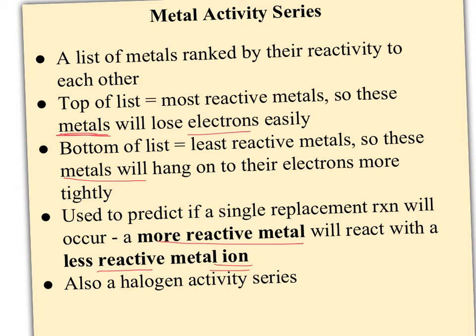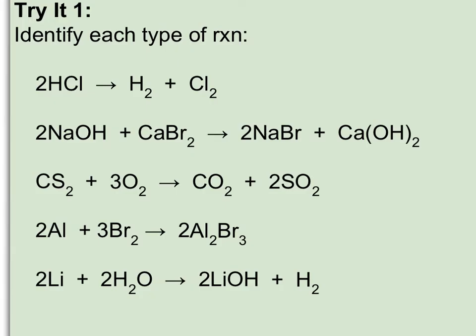There's also a halogen activity series, so that's just comparing the halogens in group 7A: fluorine, chlorine, bromine, and iodine. I've got two triads here for you. In the first triad, I simply want you to see if you can identify each type of reaction. You might have to scroll back through the notes and look at my hints for it. Go ahead and pause and see if you can come up with a guess for each of these, and I'll start writing in my solutions.